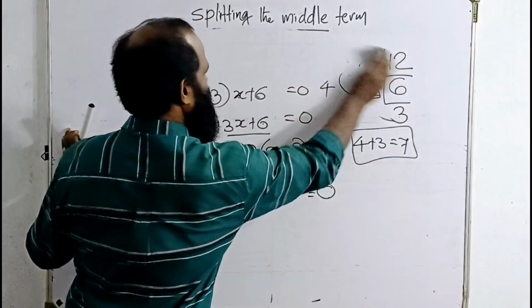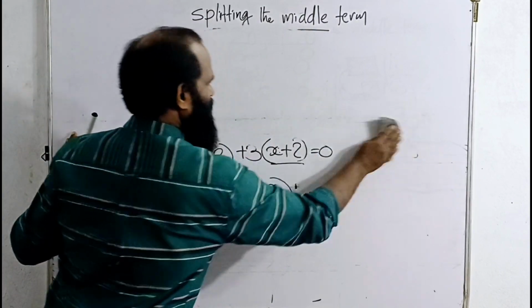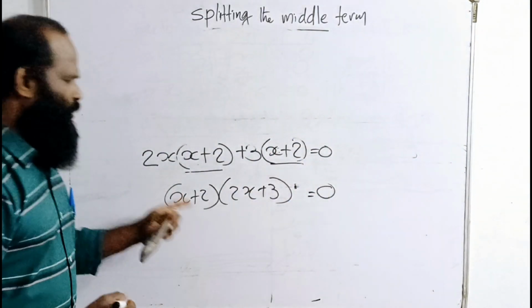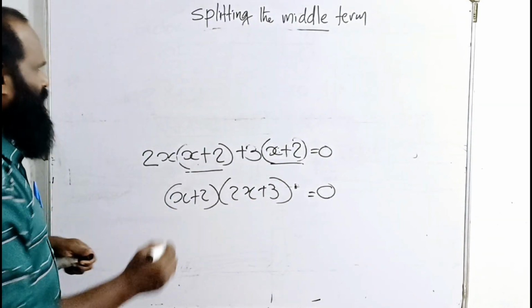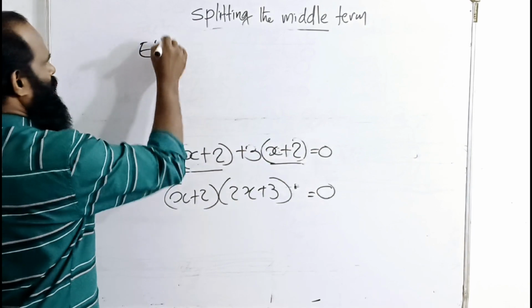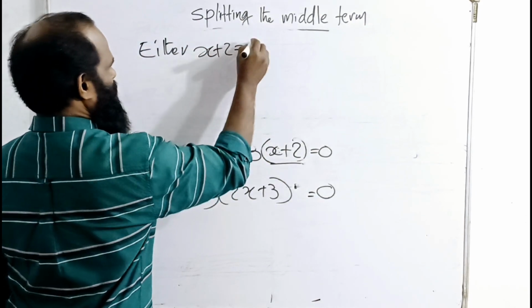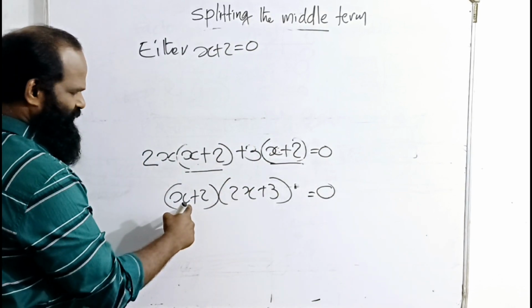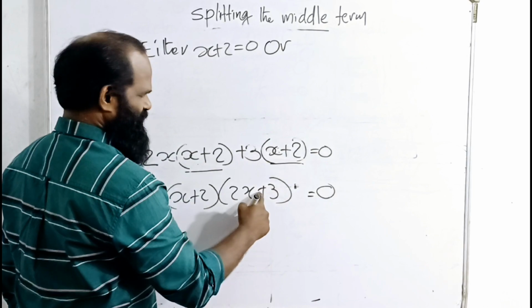And then if the question is to solve this, we can just write either x plus 2 is equal to 0, or 2x plus 3 is equal to 0.